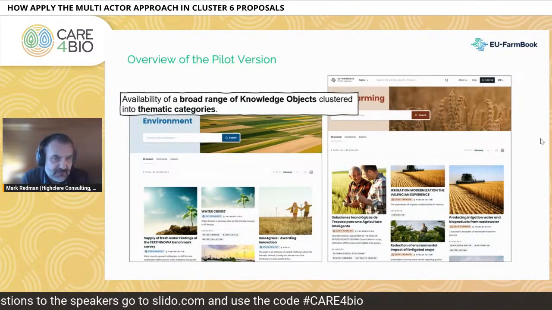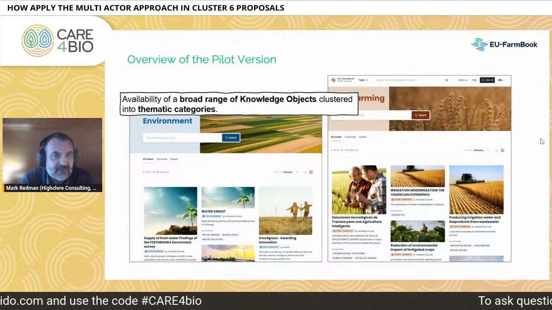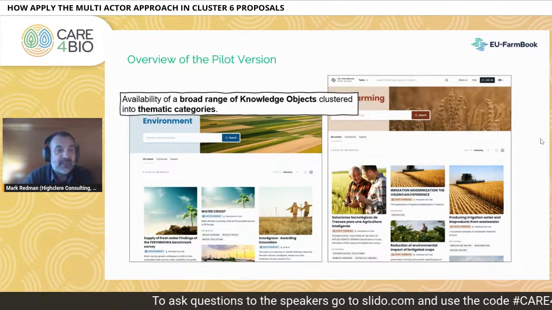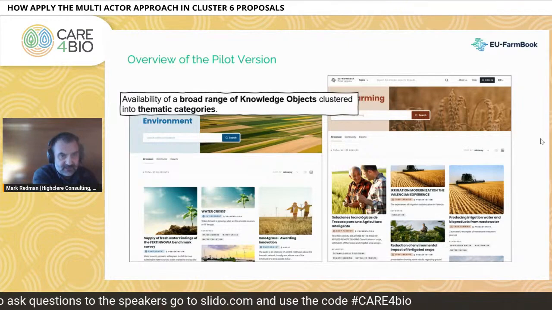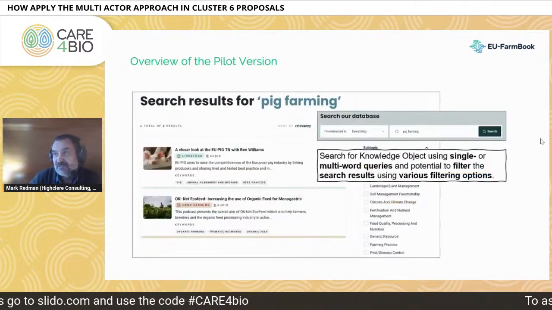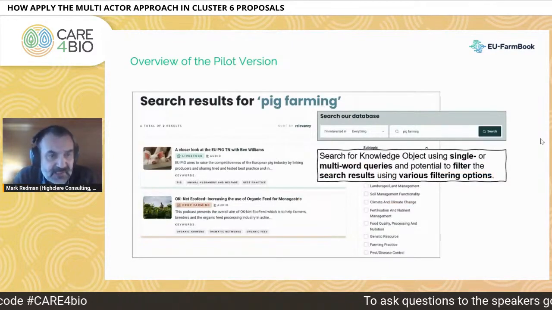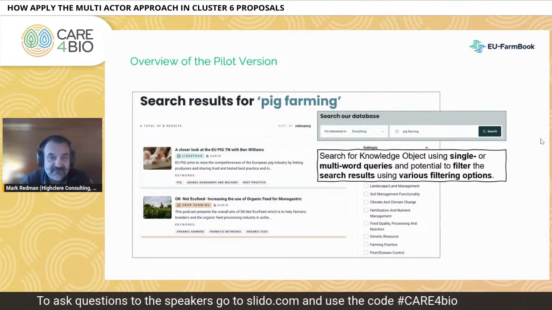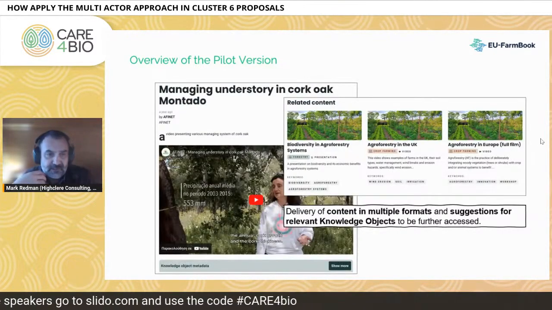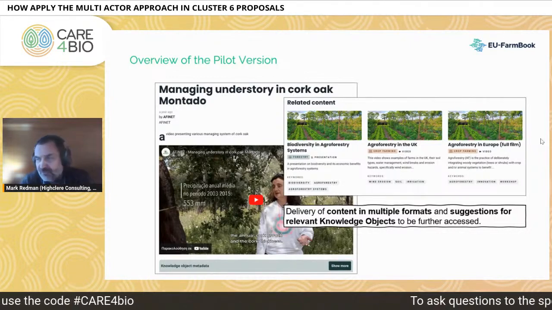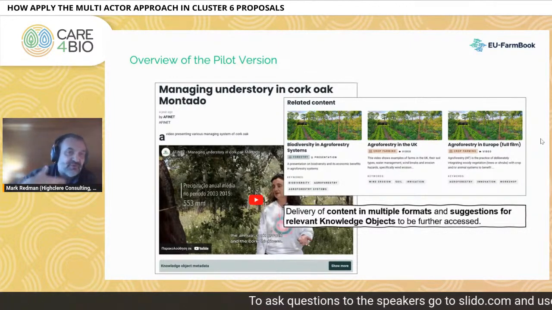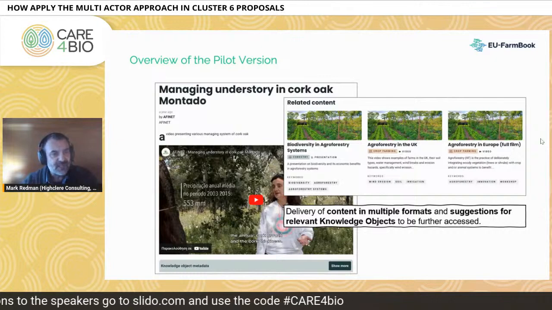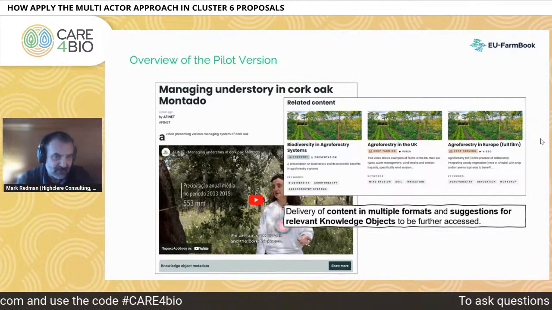In terms of giving you a very brief overview of the functionality, obviously the knowledge platform aims to make available a very broad range of knowledge objects uploaded by multi-actor projects. They'll be clustered into various thematic categories. It will be searchable by single or multi-word queries, with the potential also to filter the search results using various filtering options. It will also contain and deliver content in multiple formats, with suggestions also for other relevant knowledge objects. Knowledge objects is the specific term that we use for describing the practice-orientated outputs of your multi-actor projects.